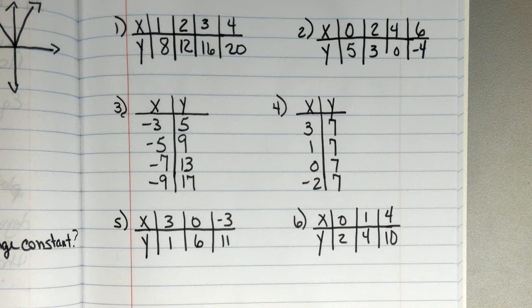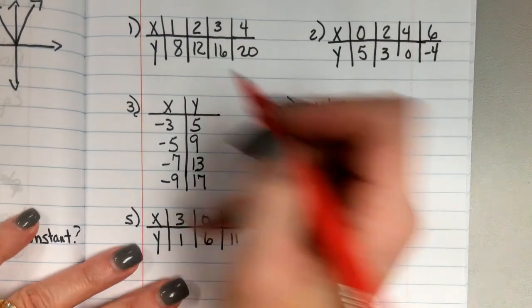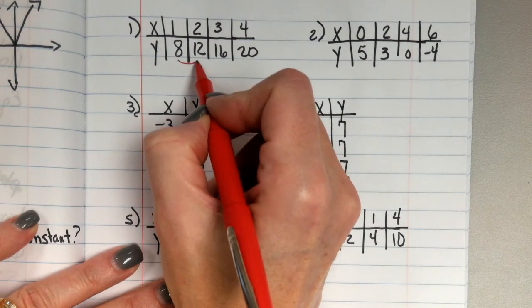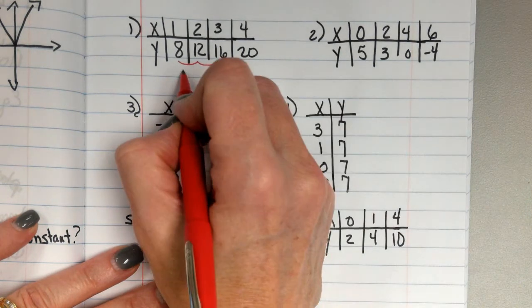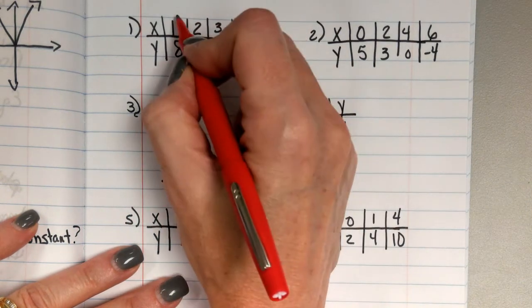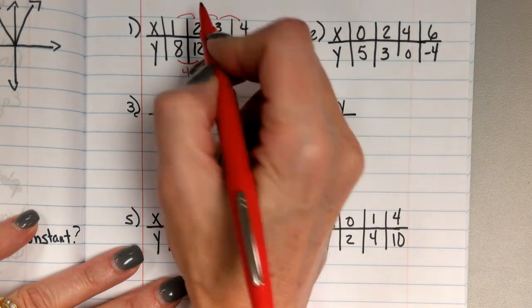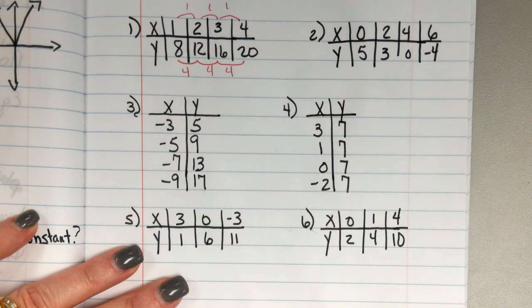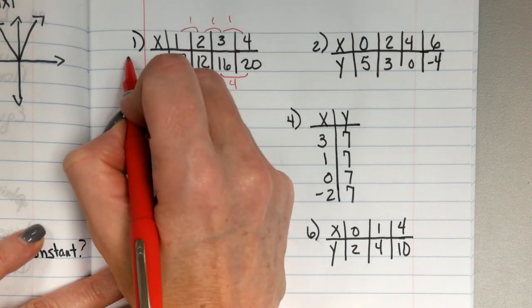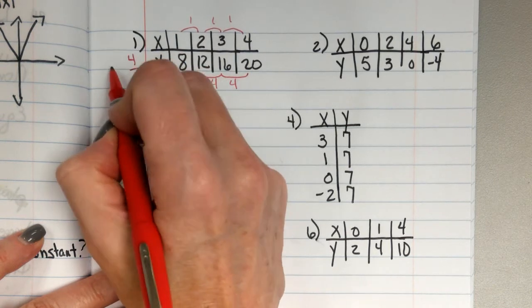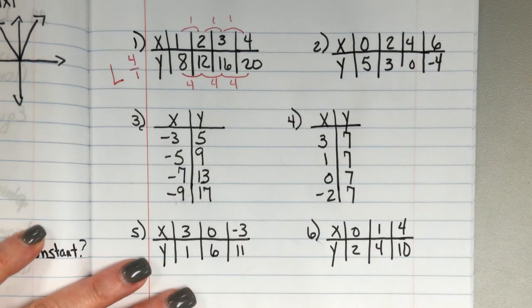All right, so let's look at number 1. So what's my Y doing? Increasing by 4. All right, it's increasing by 4. All right, what about my X? Increasing by 1. All right, so what does that mean for my rate of change? Yes, it is linear, because what is my rate of change? 4. Yeah, 4/1, so I'm going to give that an L.